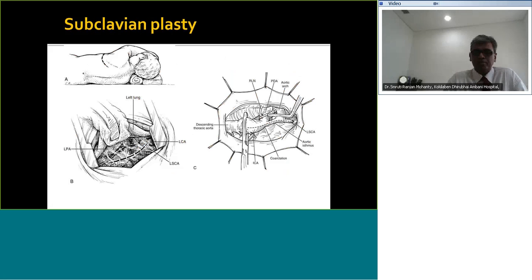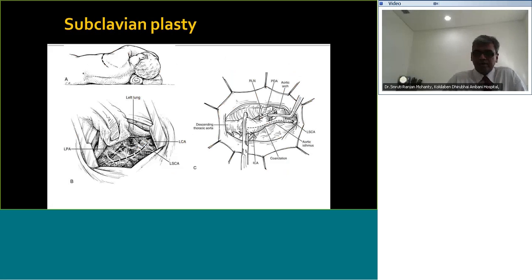Subclavian artery plasty. Most of the coarctation repairs are done through the lateral thoracotomy. If there is an associated cardiac defect, then it is preferred to do it from the median sternotomy, where in one stage one can repair, for example, a VSD or any other anomaly associated with the coarctation, from the midline using the heart-lung machine, either by normal flow or total circulatory arrest.